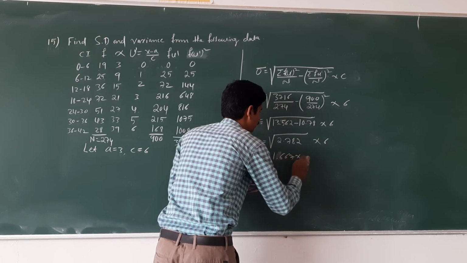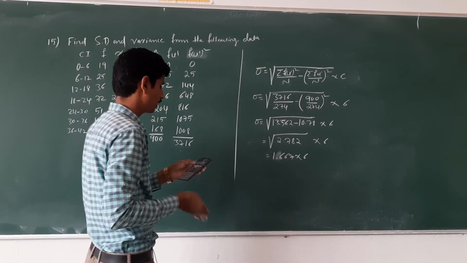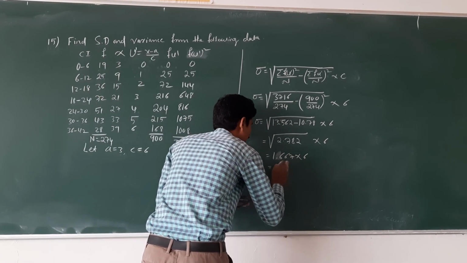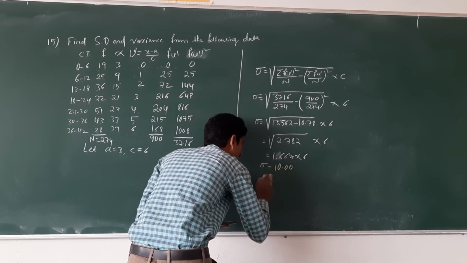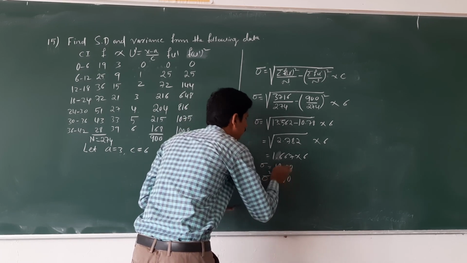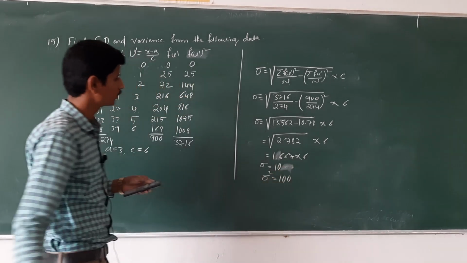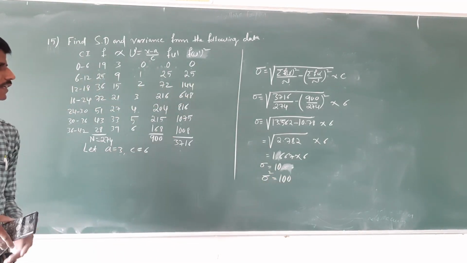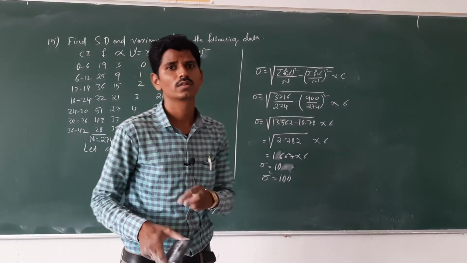1.6679, 667 into 6, 1.6 into 6 is 10.00. Its answer is 10.00. Sigma equal to 10.00. Then variance is the square of the standard deviation, that is 100. Here 10.00 means you have to take only 10, ignore 0.00. Sigma equal to 10, then sigma square is 100. Okay, it is about standard deviation and variance.